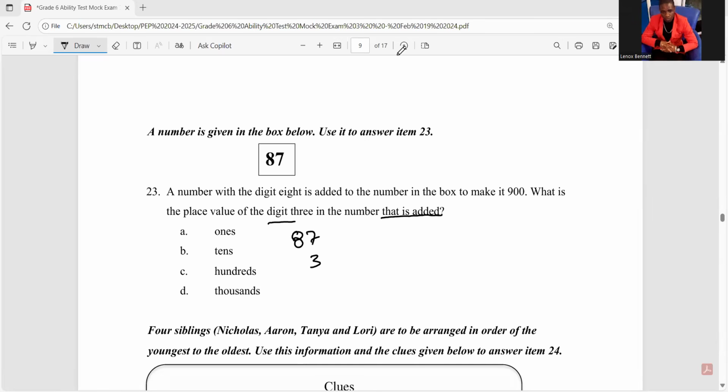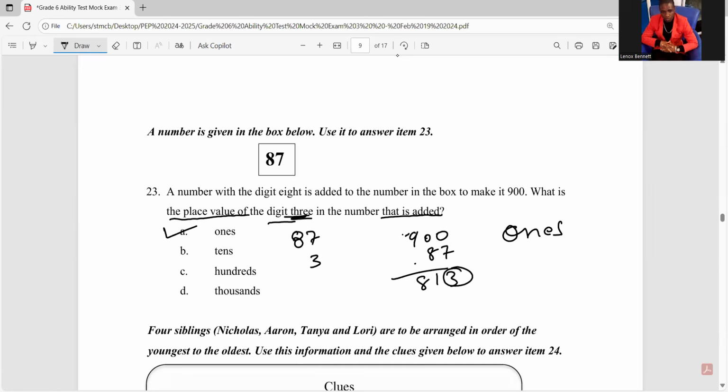I agree with it, it's correct. What I realized, one person did this, right? They subtracted 87 from 900, and they got 813. But they say hundreds is the answer. The answer could not be hundreds though, because look what they say. They say the place value of the digit 3. So this is what they want, and that is ones. So it's actually A. So that person did the correct procedure, subtracted 87 from the 900.